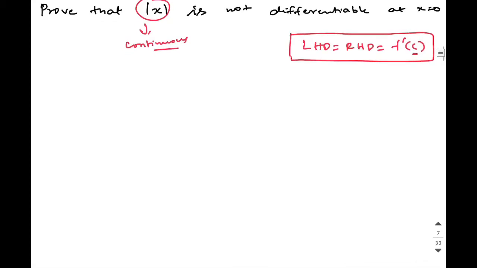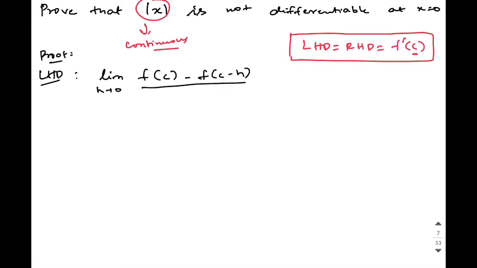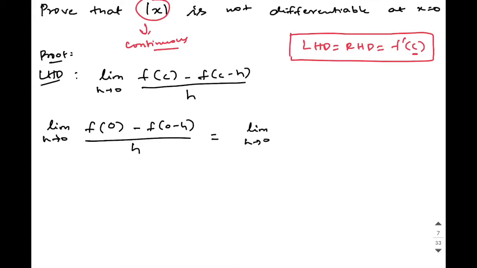Now for checking the differentiability, I am considering the left hand derivative. Let's see the proof or the solution. So left hand derivative is limit h tends to 0 of f of c minus f of c minus h divided by h, right? Here what is c? It is limit h tends to 0 of f of 0 minus f of 0 minus h divided by h. So what is f of 0?